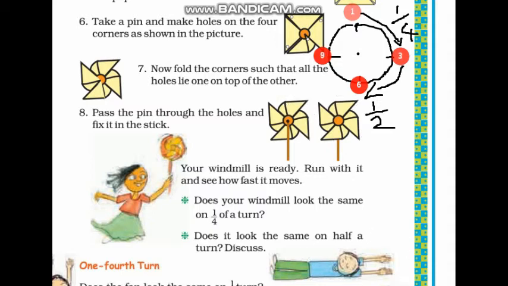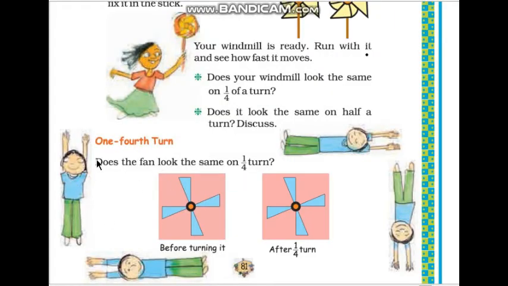Here is shown one picture how this man turns on 1/4 turn from 1 to 3. That means look horizontal. Now the topic is 1/4 turn. So I have already explained to you what is 1/4 turn. This we can say 1/4 turn and this we can say half a turn. So does the fan look the same on 1/4 turn? That means it will look the same.